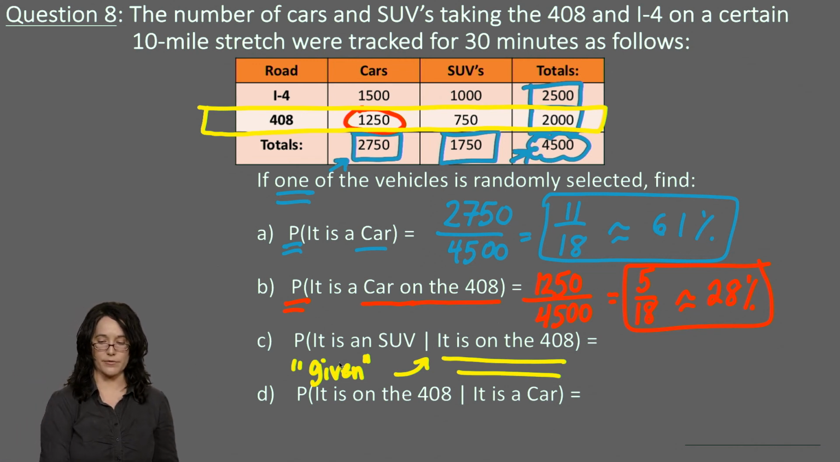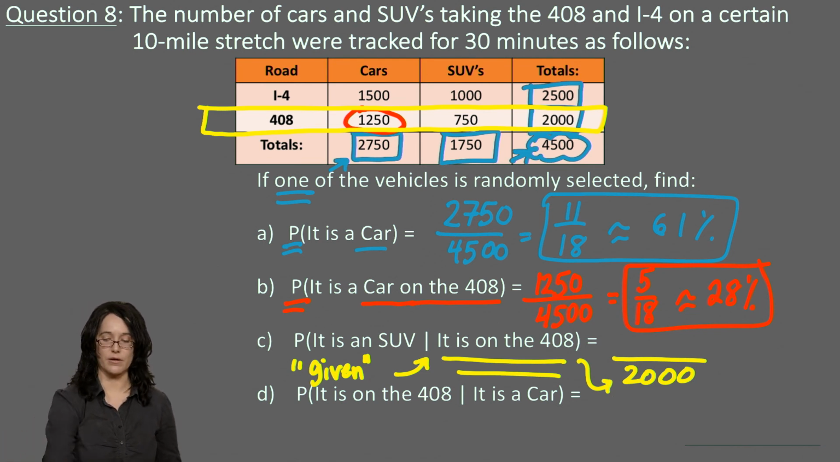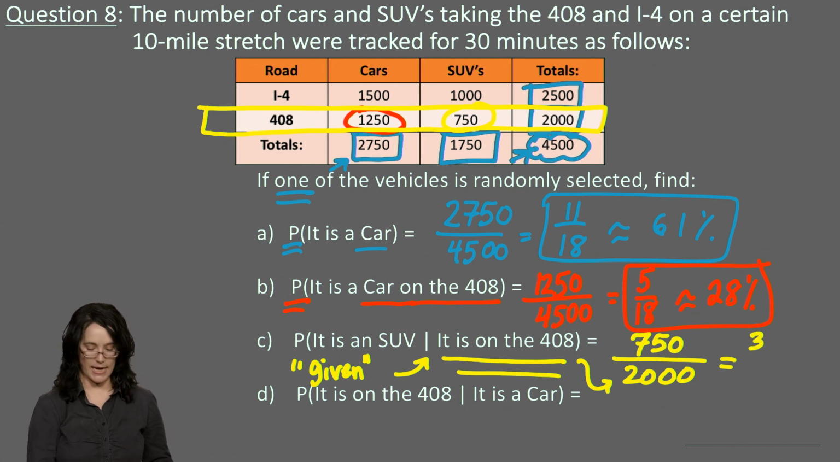Now it says of those 2,000 vehicles, so that's your denominator, right? So that's where we begin. Of those 2,000 vehicles, which were on the 408, what is the probability that it is an SUV? Well, of those, it looks like there were 750 SUVs. And again, when you reduce 750 over 2,000, you should end up getting the nice little fraction 3/8, or roughly 37.5% exactly, or roughly 38% if you just want to round to something whole. Okay.